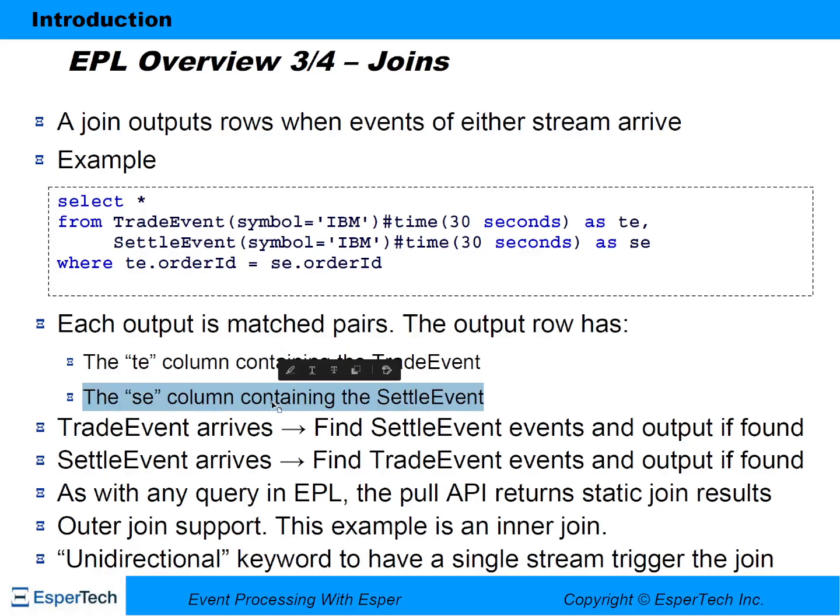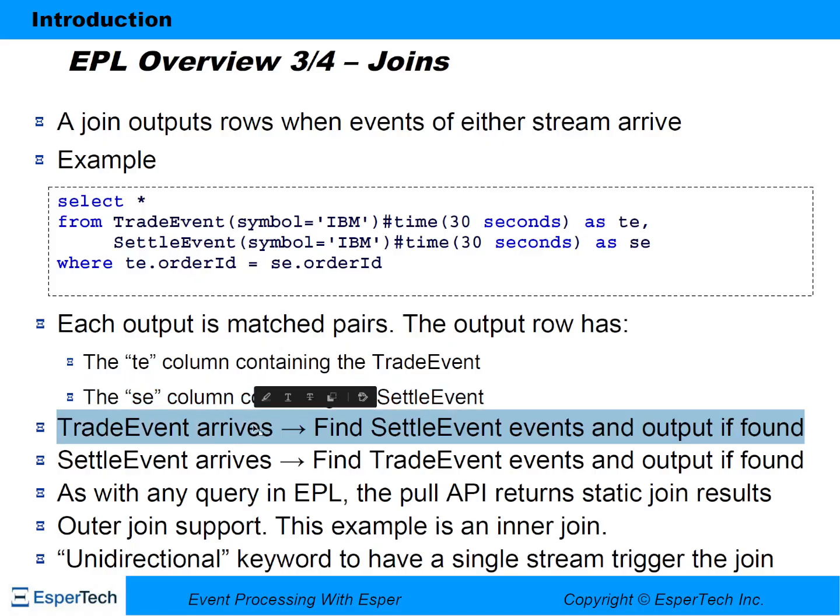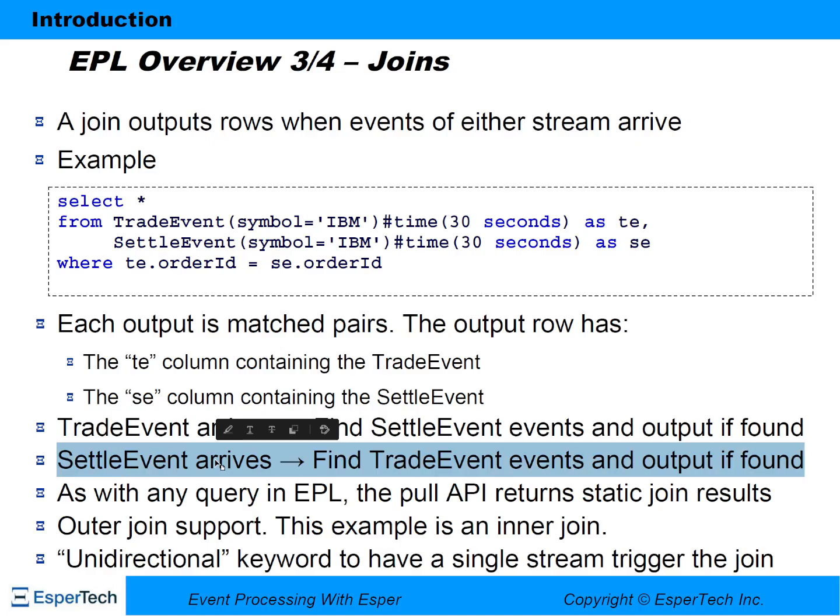A join outputs rows when events of either stream arrive. When a trade event arrives, the runtime finds the matching settle events and produces output if it can find matching settle events. When a settle event arrives, the runtime finds the matching trade events and produces output if it can find matching trade events.